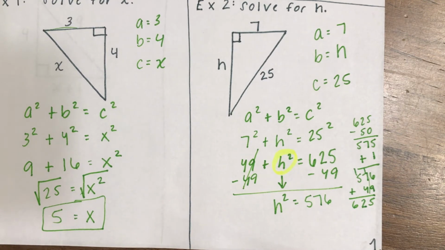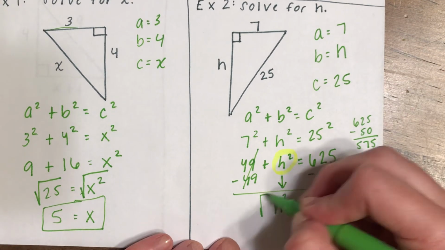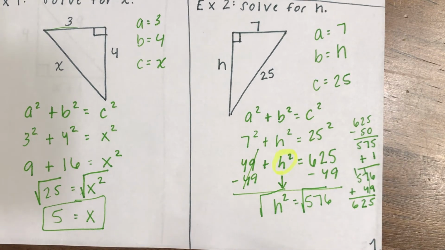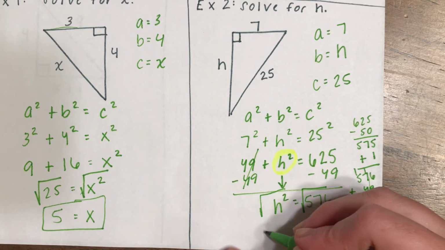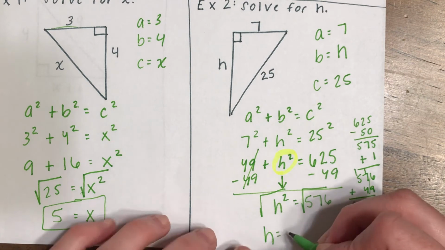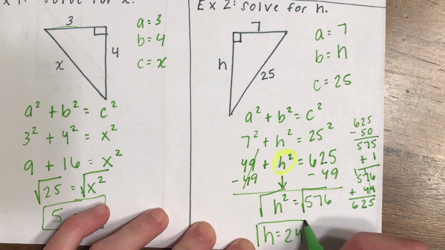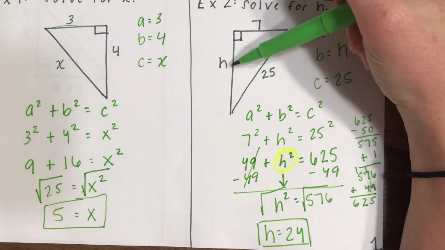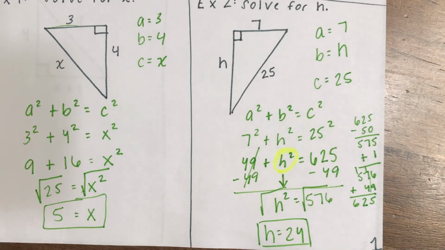Okay? So I've got 576. And then I'm going to take the square root of both sides. And I get H, let me type this one on my calculator, I think it's 24. I haven't had my coffee, so my mental math is slow. Yep, 24. Okay, so we solved for the missing leg, and we got H equals 24.